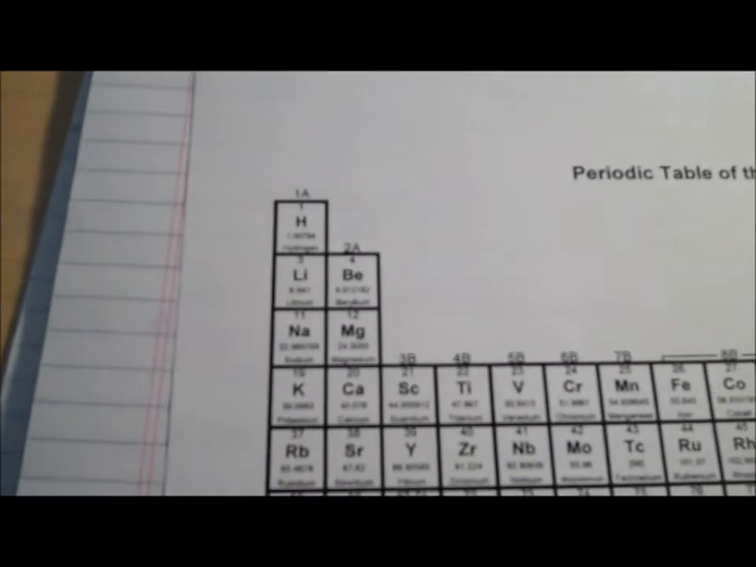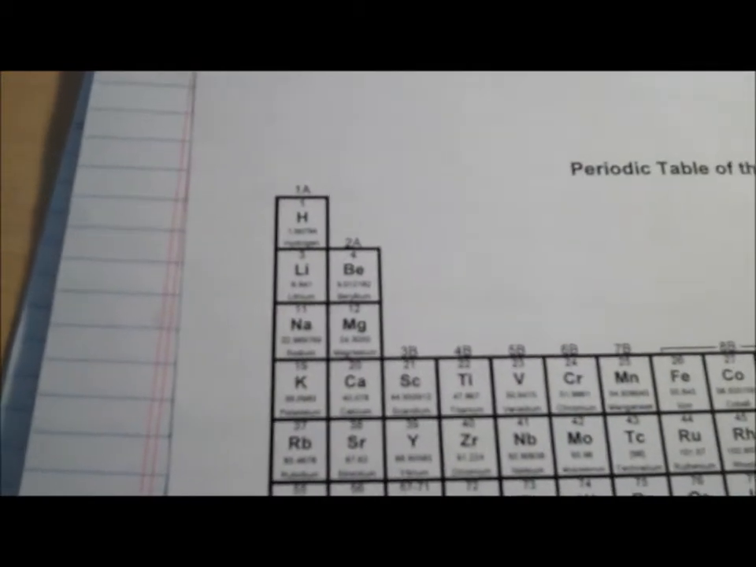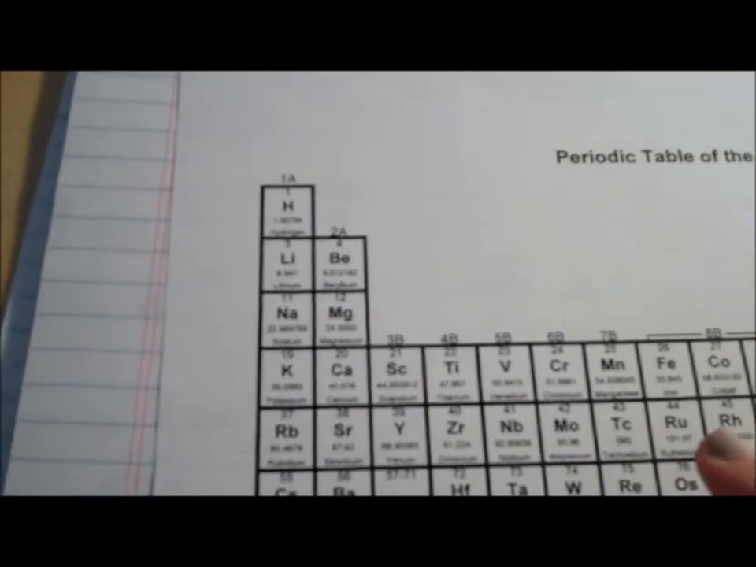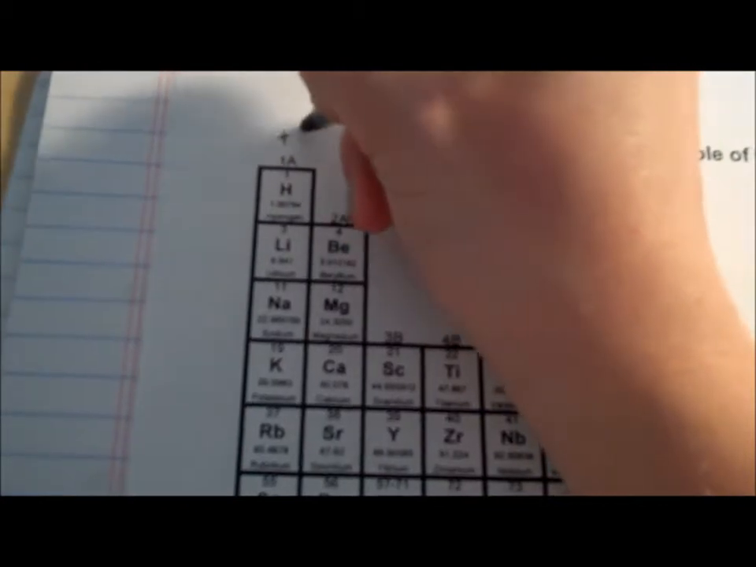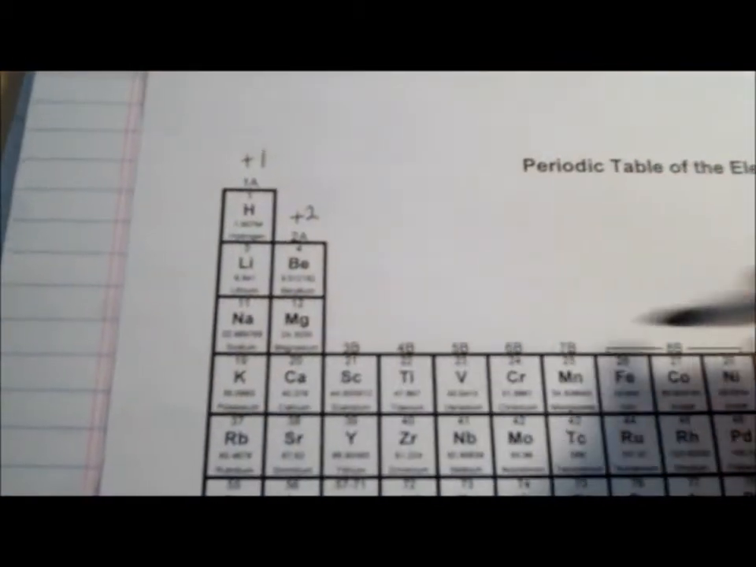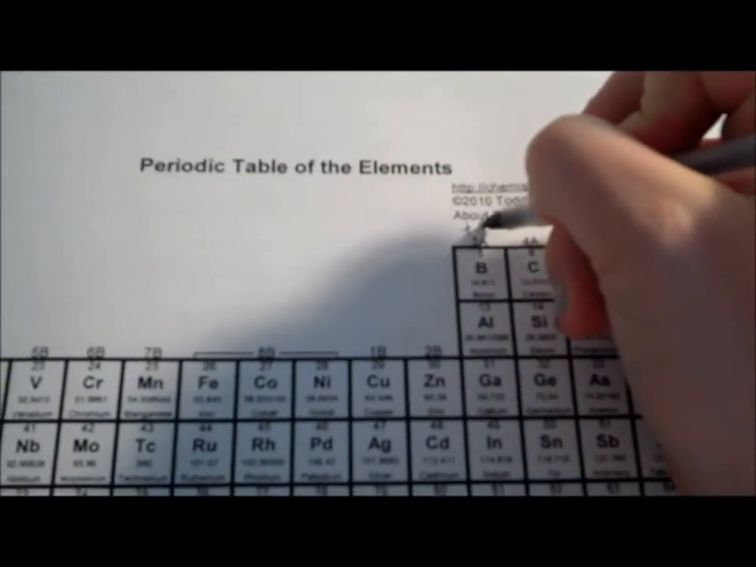The first thing that we should do is label it by our charges. Now, the naming system goes hand in hand with your ionic compounds, with your metals and nonmetals. Now, our first group will have a +1. Our second group will have a +2. Skip a few in the middle, and then we go to a +3.